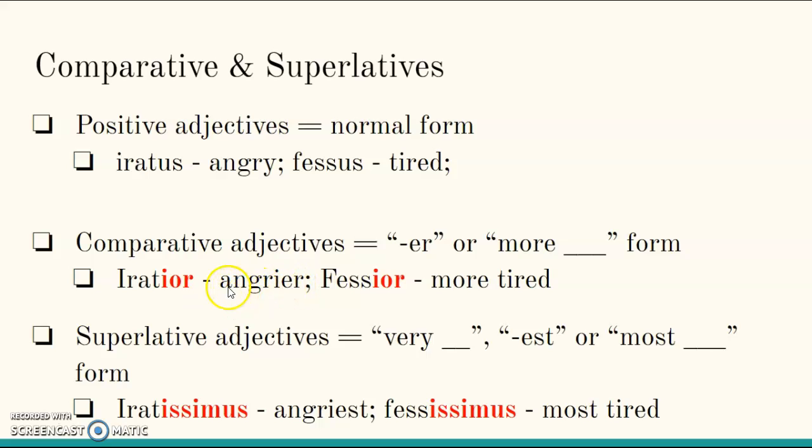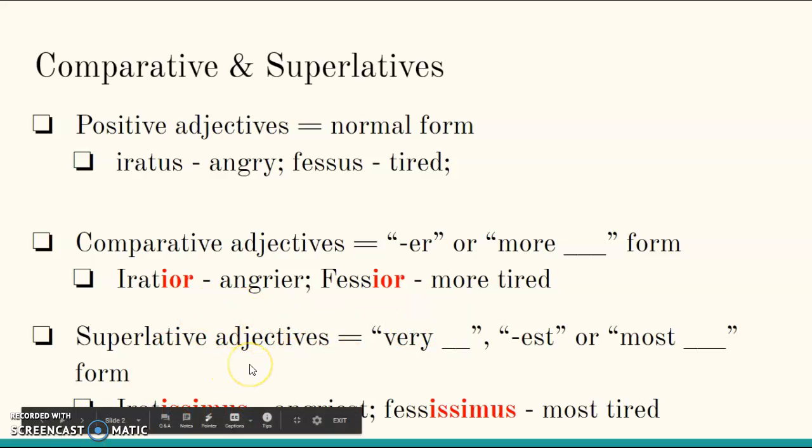In Latin, you'll see that the ending iratus and fessus, they both change to IOR, iratior, fessior. You'll actually notice that it looks very similar to the IER in angrier. This is called the comparative degree, and the IOR ending is what signifies to you that this adjective is in the comparative degree. That it doesn't just mean angry or tired, it means angrier or more tired.